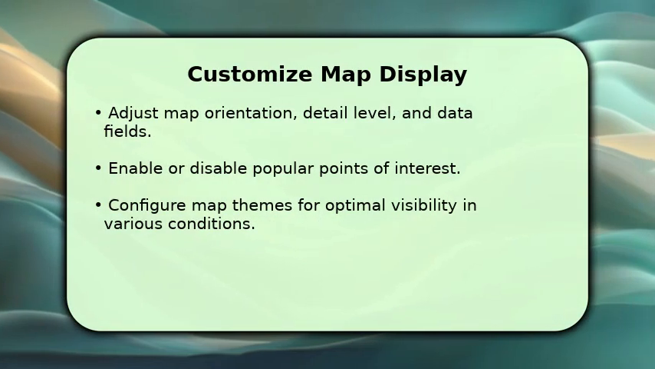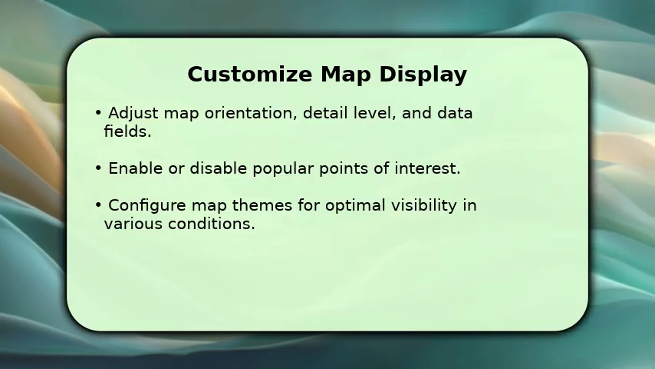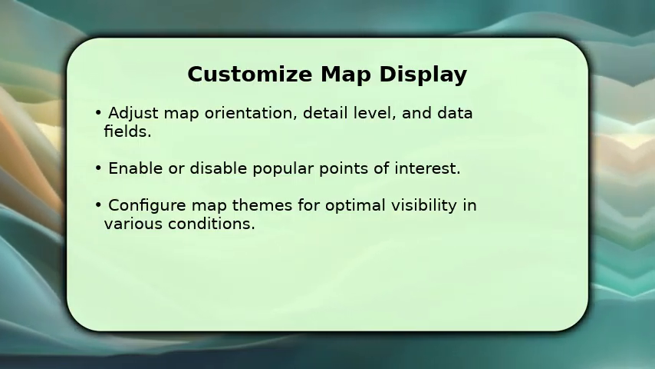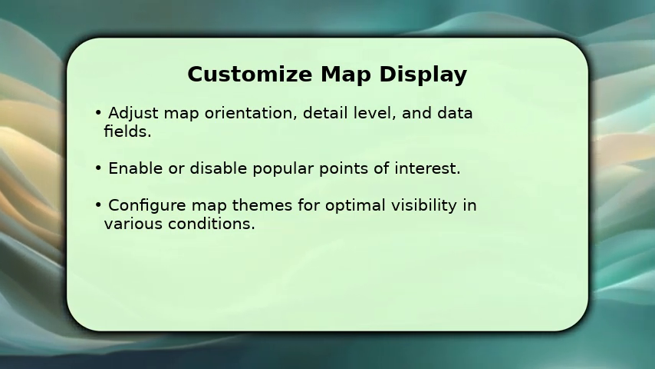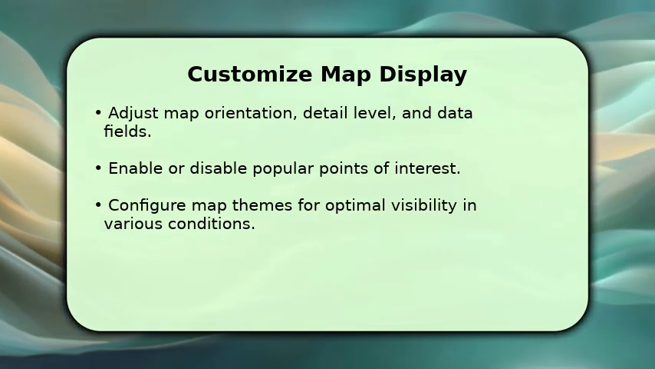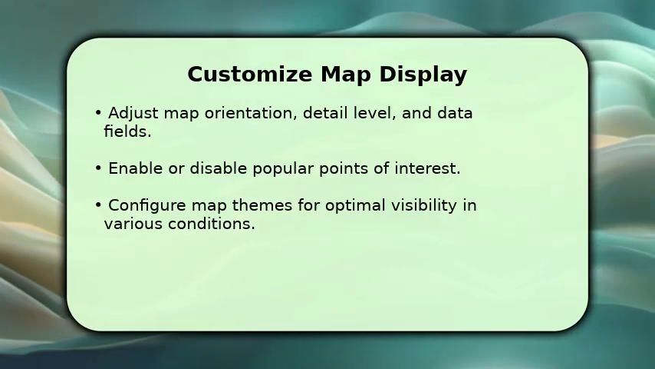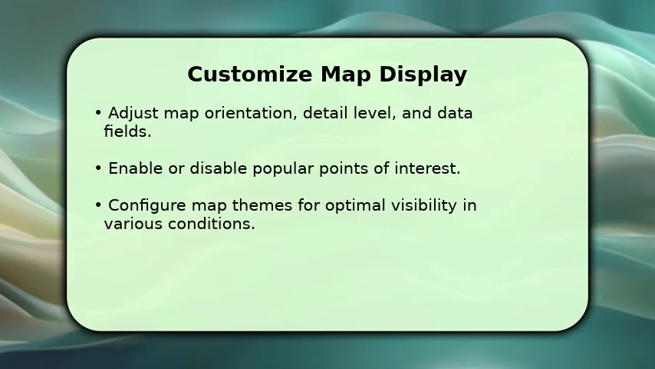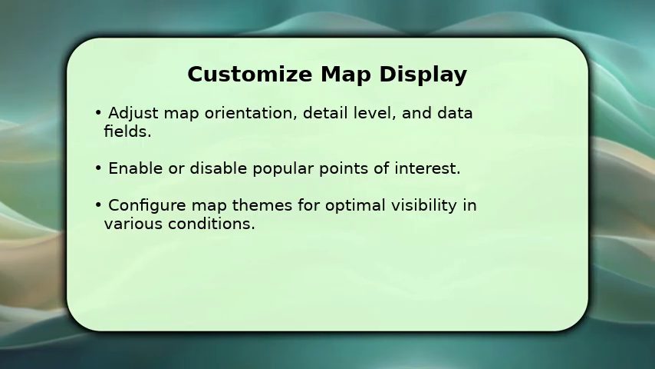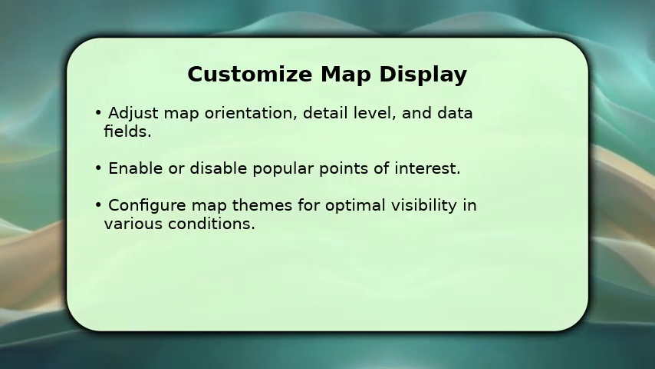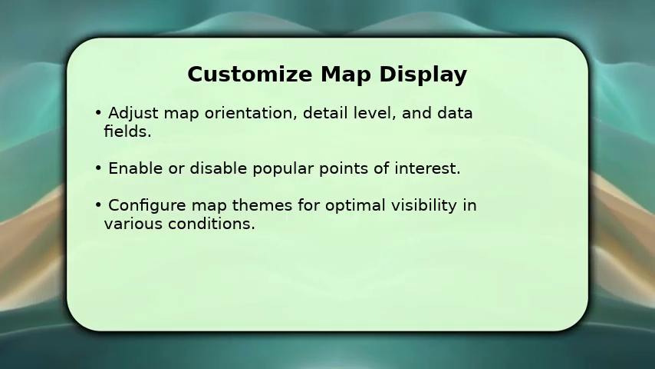Customizing your map display enhances usability. From the map settings, you can adjust the orientation to north up or track up and change the level of detail from low to high. You can also enable or disable various points of interest, such as restaurants or gas stations, to declutter your view. Experiment with different map themes, like high contrast or dark mode, to ensure optimal visibility in bright sunlight or low light conditions, making your navigation experience truly personal.